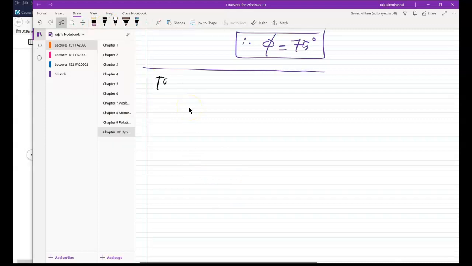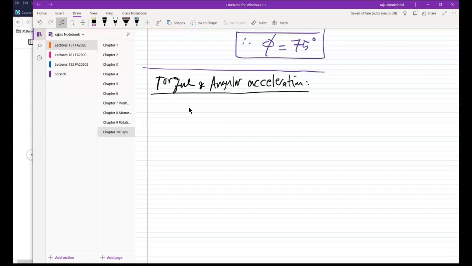Torque and angular acceleration. All right, this stuff is going to get a little bit simpler, I hope.